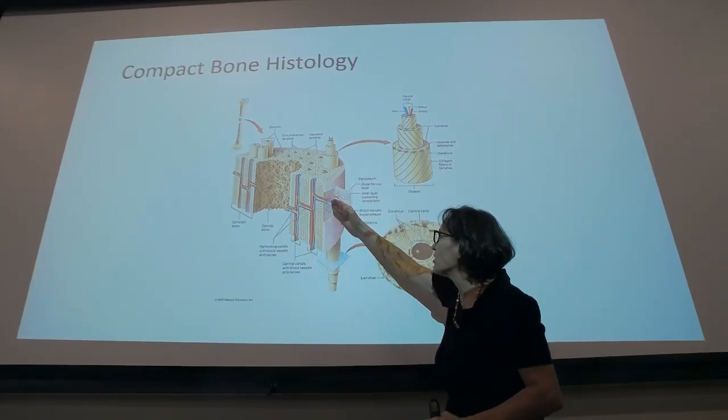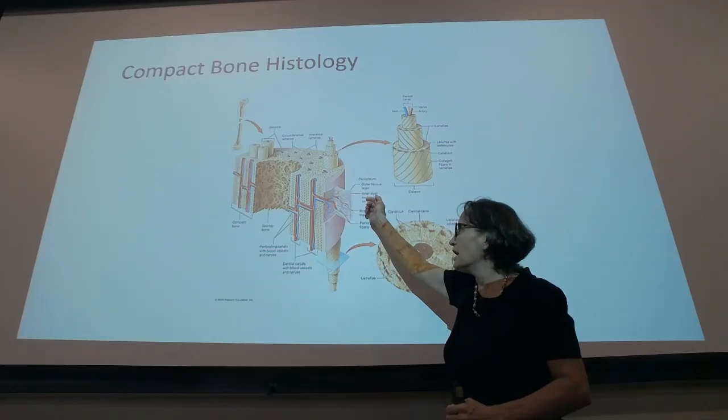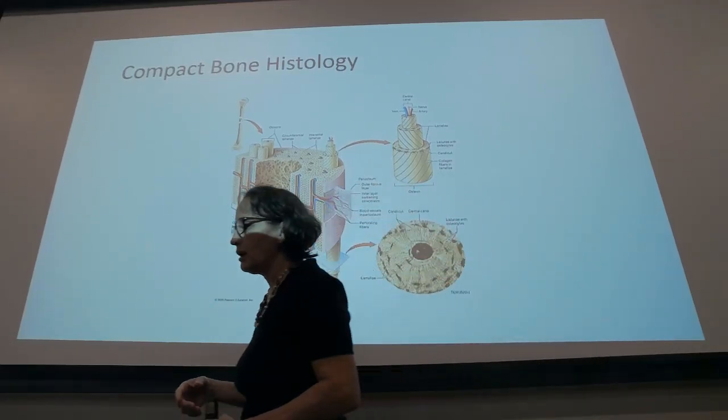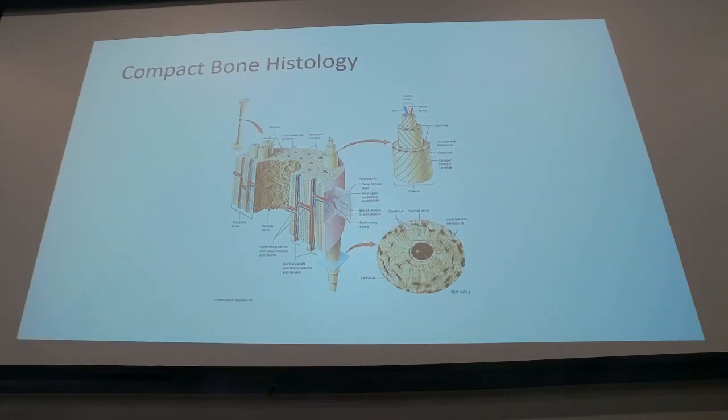And this is the periosteum, a little bit detached. So we have the Sharpey's fibers, which are collagen fibers that attach the periosteum to the bone. Any questions about the compact bone histology?